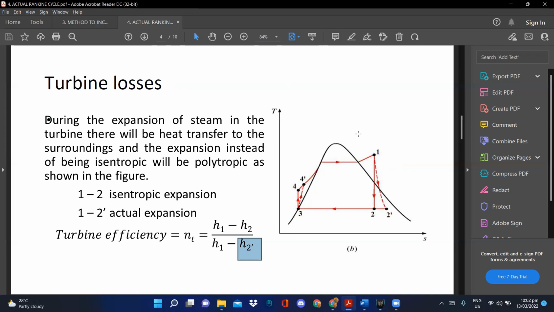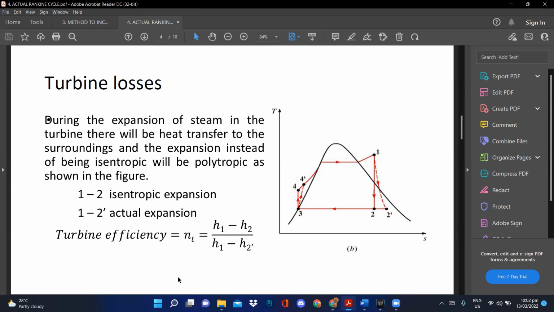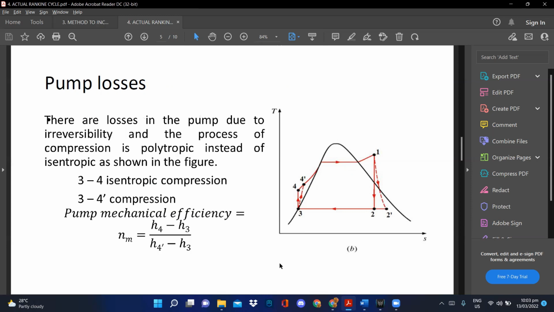So we have your frictional loss, we have your mechanical loss. So yun yung turbine losses natin. So therefore, nagkakaroon tayo ngayon ng actual expansion. And your turbine efficiency would become H1 minus H2 all over H1 minus H2 prime. So we incorporate your H2 prime in your actual turbine efficiency.